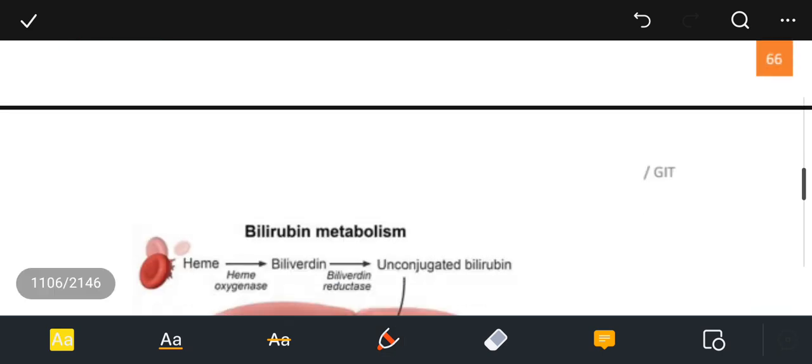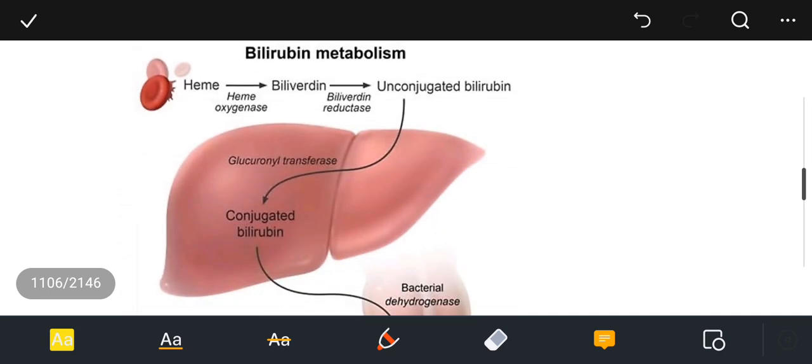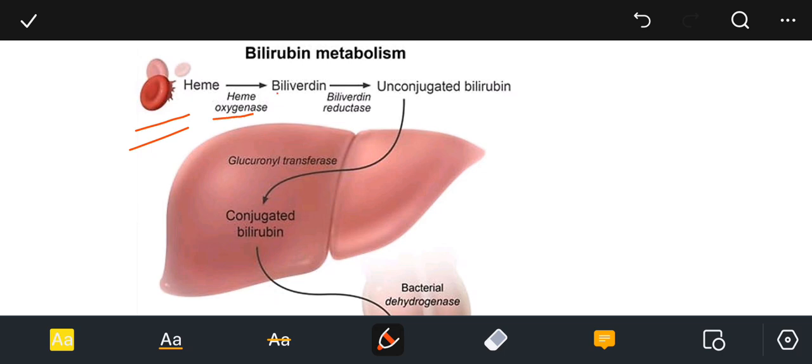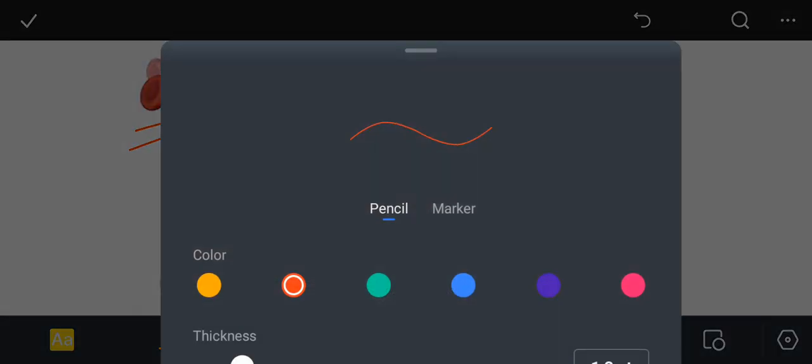Now let's move forward to the next point, which is about bilirubin metabolism. There they have shown that this is the heme that is released from the broken down RBCs. The heme oxygenase will convert the heme into biliverdin, and then biliverdin will be converted into unconjugated bilirubin by biliverdin reductase. When it is bound to albumin, it enters the liver. The UDP glucuronosyl transferase will convert the unconjugated bilirubin into conjugated bilirubin.